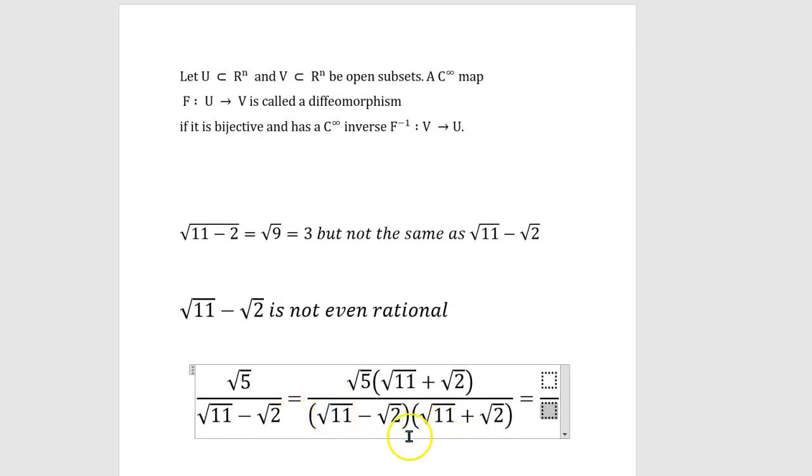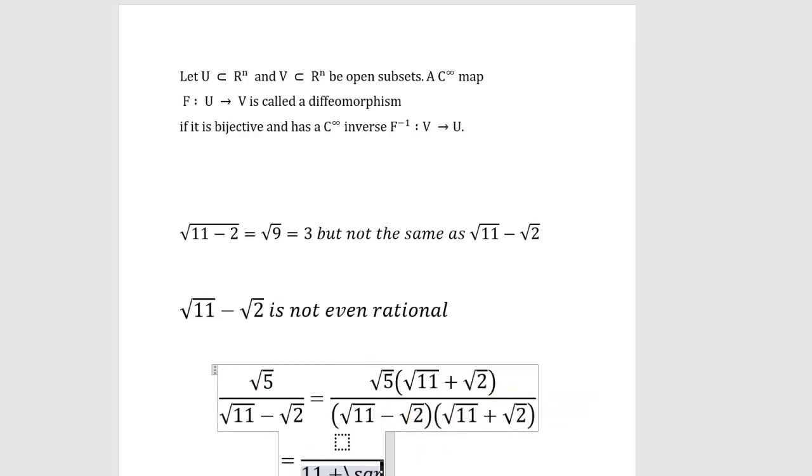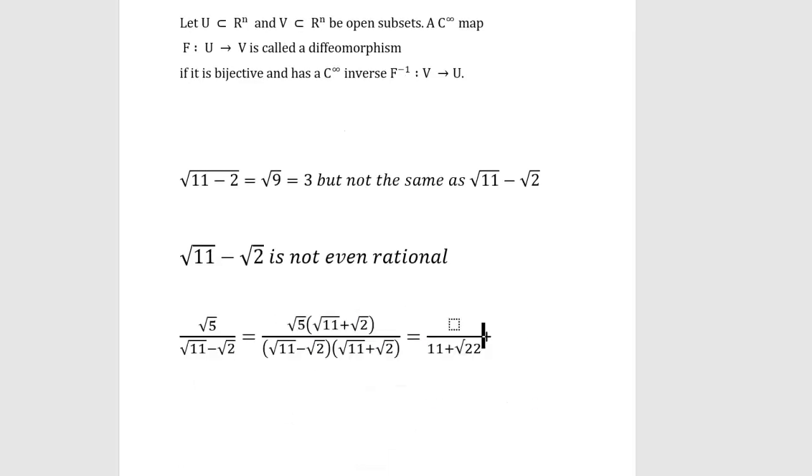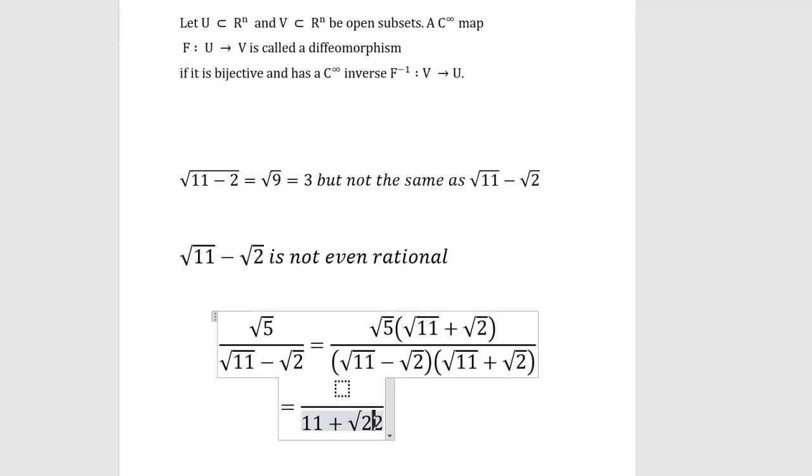If you do FOIL distributive, radical 11 times radical 11 is 11, and the outer and inner terms cancel. Radical 11 times radical 2, positive, that's positive radical 22. I'm off the screen here. And that's outer. And you could do distributive if you wanted to. But then inner is minus radical 22. And last is negative times positive: negative radical 2 times positive radical 2 is negative 2, right, since the square root of 4 is 2.